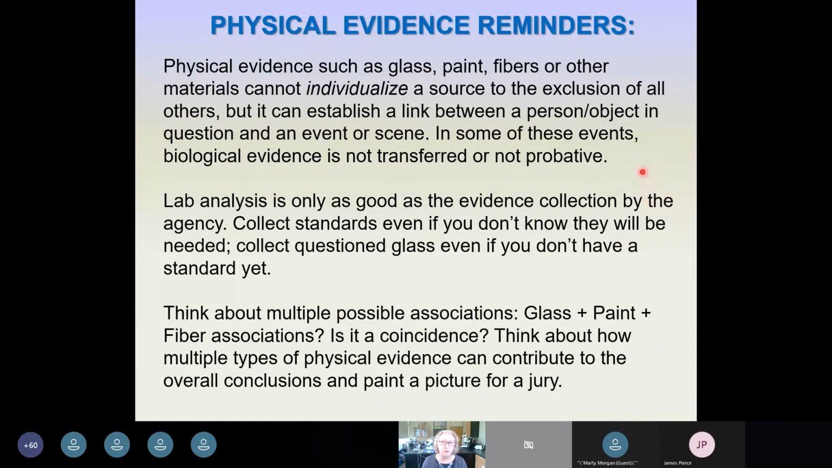So think of both sides of your evidentiary coin, the physical side and the biological side. And I just mentioned this a moment ago, our lab work is only as good as the evidence collected by you. So please be proactive and collect those standards, even when you don't know that they will be needed down the road, or collect question items. That should say question items, not question glass, even if you don't have a standard yet. And then think about how can you build your case? Are there multiple ways that we can show an association? Is there biological evidence, but also glass? Is there paint, but also glass? Maybe some fibers. The more links we make, the less likely it is that a jury can write it off as just a coincidence or a random association or match.